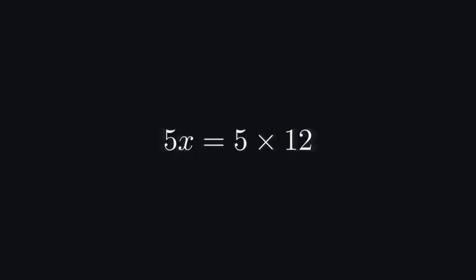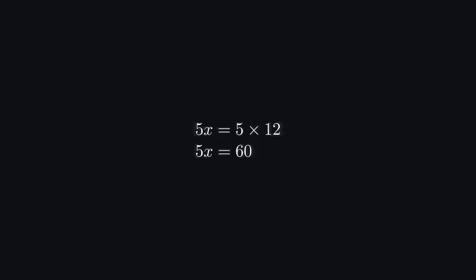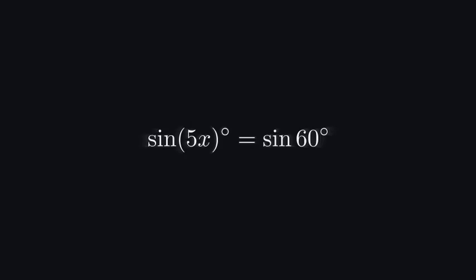Let's start with part A. We're told to find y when x equals 12. The angle inside the sine function is 5x, so first calculate 5 times 12. 5x equals 5 times 12, so 5x equals 60. Sin of 5x degrees equals sin of 60 degrees.